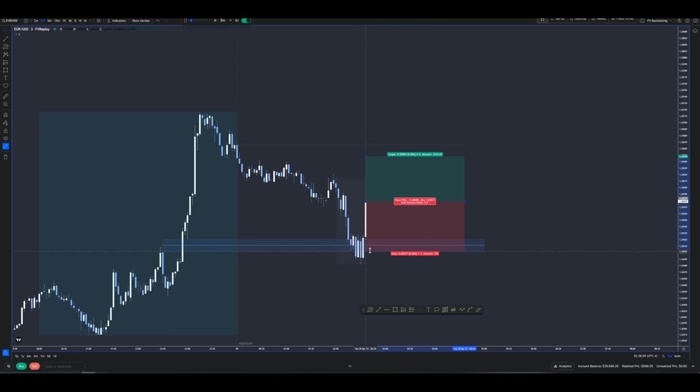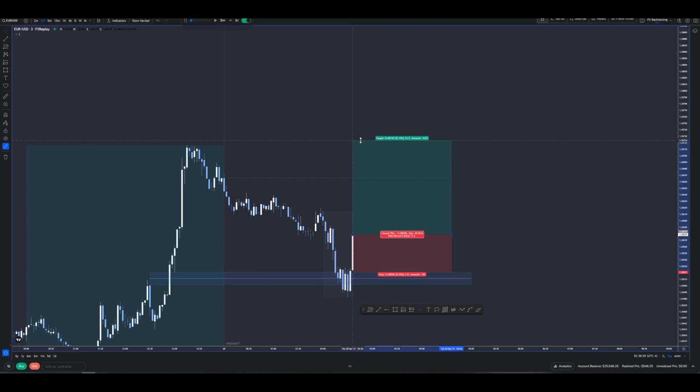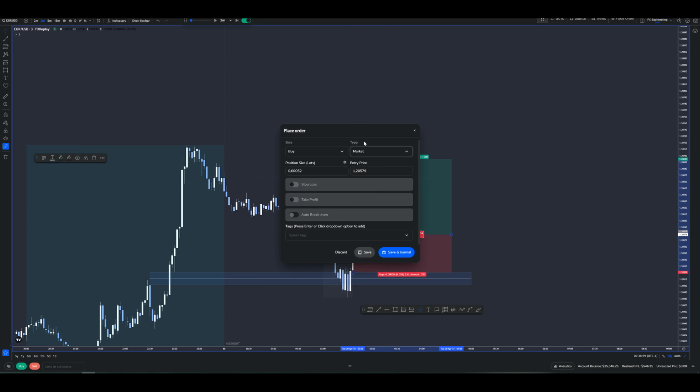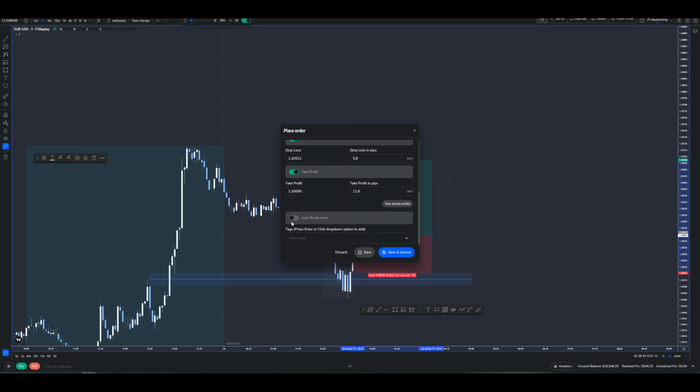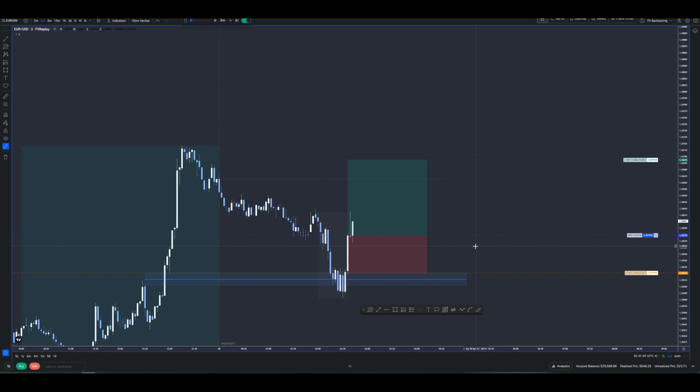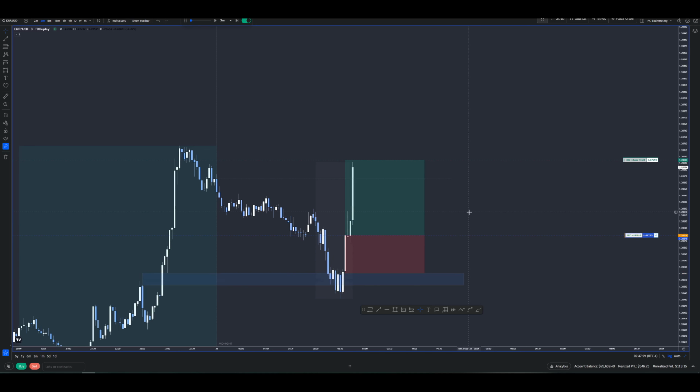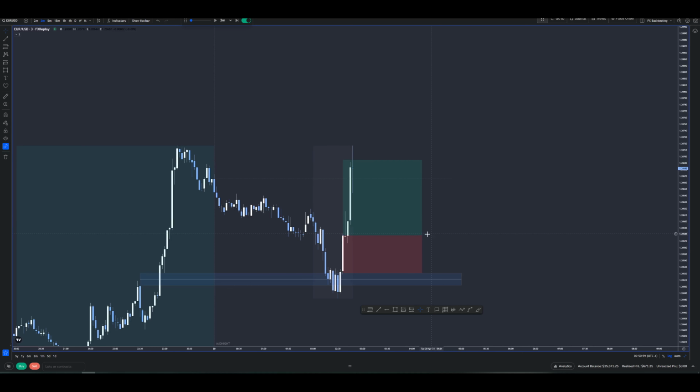How many pips is this? 7. I like this better. For a 1 to 2, like this. So let's take this trade. I want to auto break even when it's 1 to 1. Okay. Very nice. So there's my model playing out with the 1 to 2.